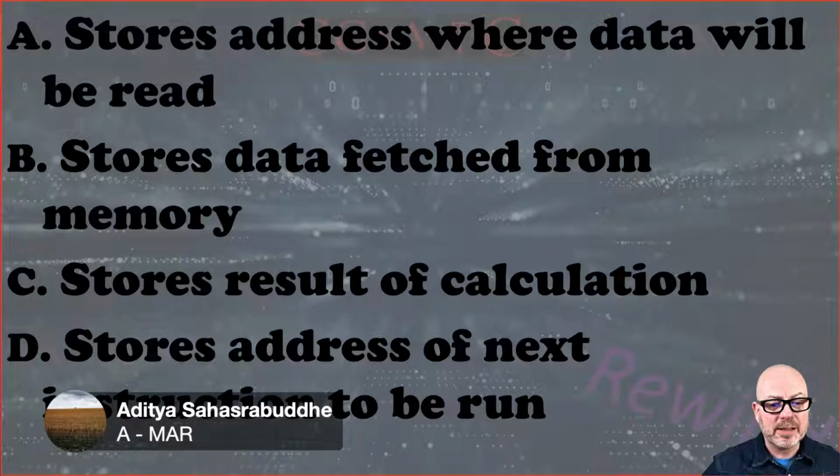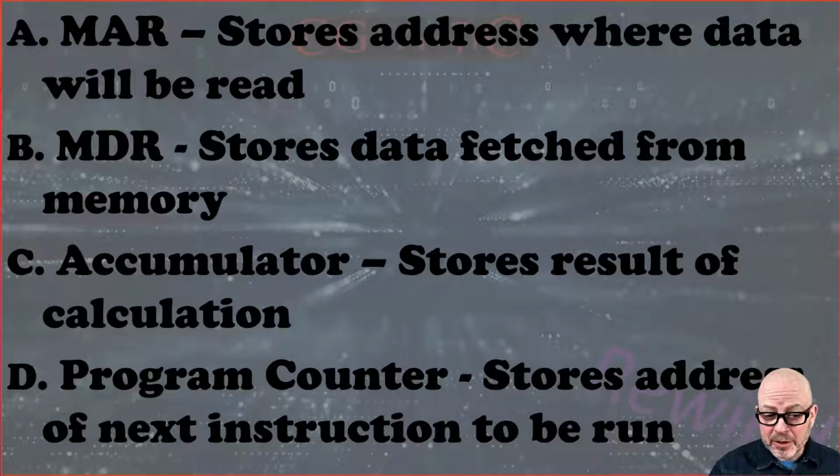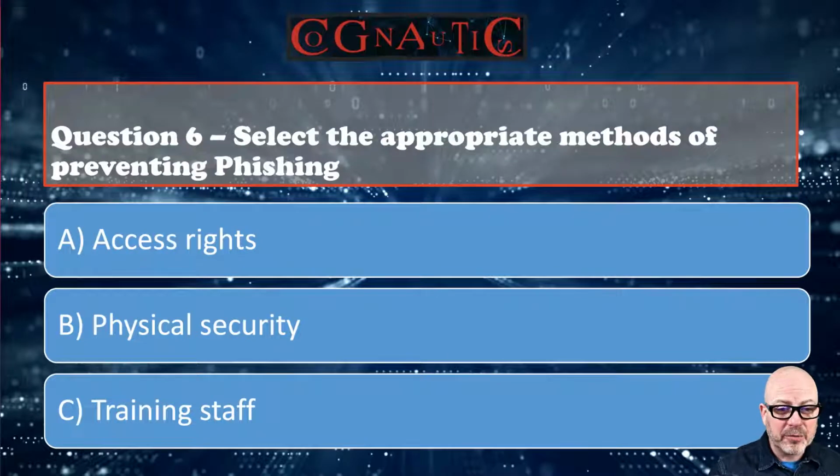Let's see what these answers are. MAR stores the address. It's the A for address where data will be read. MDR stores data fetched from memory. Accumulator stores the result of the calculation. So I think you're pretty much there. And the PC, the program counter, it points to the next instruction. Outstanding. So that is good. I'm not going to ask that one again because I think everyone's got that now. If that doesn't turn up in the exam, I'll be really surprised, but it's very often there.